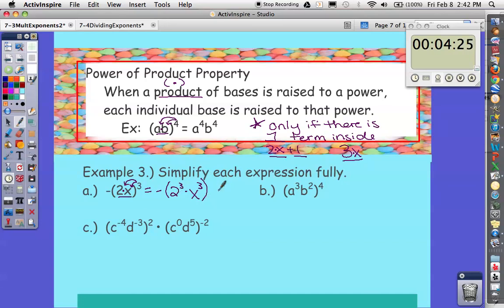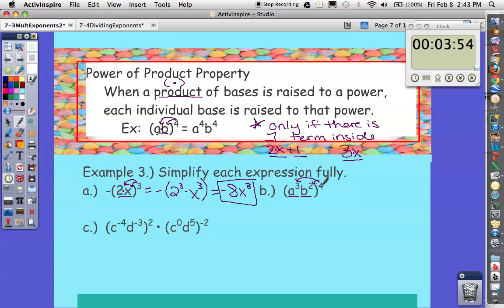What is 2 cubed? It's negative, because we have the negative on the outside. 2 times 2 times 2, negative 8 x cubed. Okay, let's try B. Now we have the power of the product rule as well as the power of a power occurring. This 4 is going to go to each base. What do you do when there's a base with a power and a power on the outside? Power of a power rule.